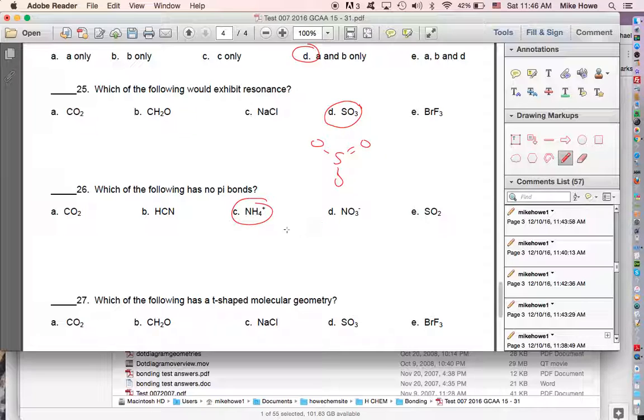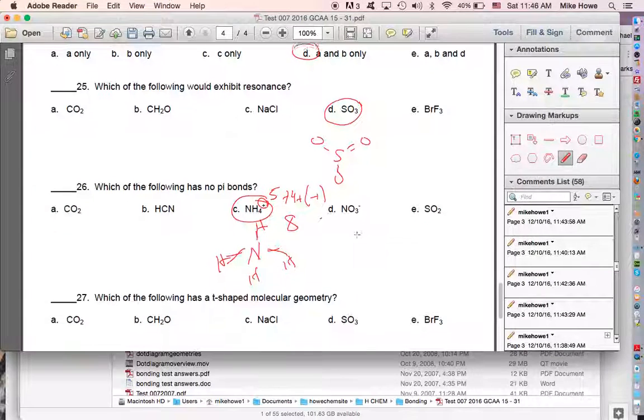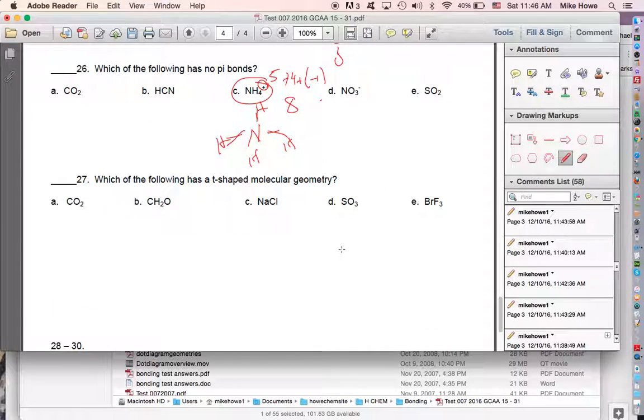Looks like the actual picture is like this. There's 8 valence electrons because you have 5 plus 4 plus a -1. You're taking away an electron because of this plus sign. So really you only have 8 valence electrons. So it's just going to be a tetrahedron like this. There you have it. And the T-shaped molecular geometry.